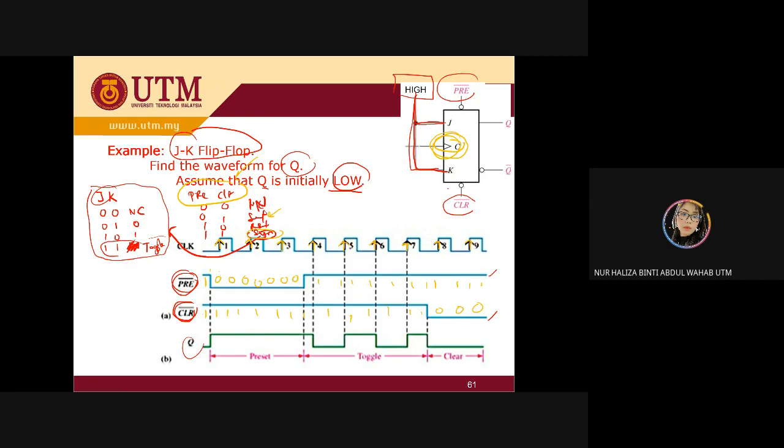Okay, 1 and 1. Initial is 0. Initial value is 0. And at this side is going to be changed because there is a change at your pre and clear. As I mentioned, you need to check your pre and clear first. Then you are going to look into your clock. At this part, you have 0 and 1. 0 and 1 is going to be set. That's why from low, you're going to be set.